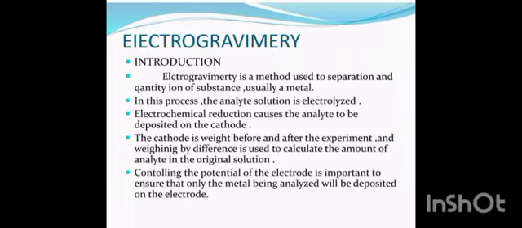Electrogravimetry is a method used for the separation and quantification of ions of a substance, usually a metal. In this process, the analyte solution is electrolyzed. Electrochemical reduction causes the analyte to be deposited on the cathode. The cathode is weighed before and after the experiment, and weighing by difference is used to calculate the amount of analyte in the original solution. Controlling the potential of the electrodes is important to ensure that only the metal being analyzed will be deposited on the electrode. This is some introduction.